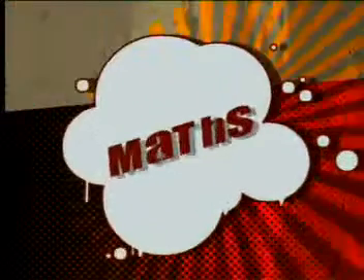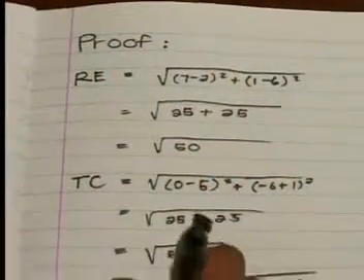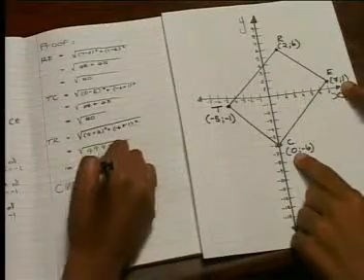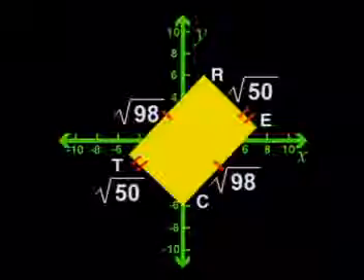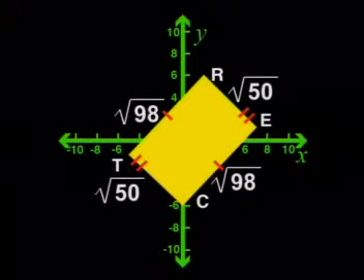Good work, guys. You're right on track. So far, you've got a good plan. Now let's see how you write out the actual proof. Okay, so we used the distance formula to find the length of each side. And we found that RE is equal to TC and TR is equal to CE. But the square root of 50 is not equal to the square root of 98. So the adjacent sides are not equal.